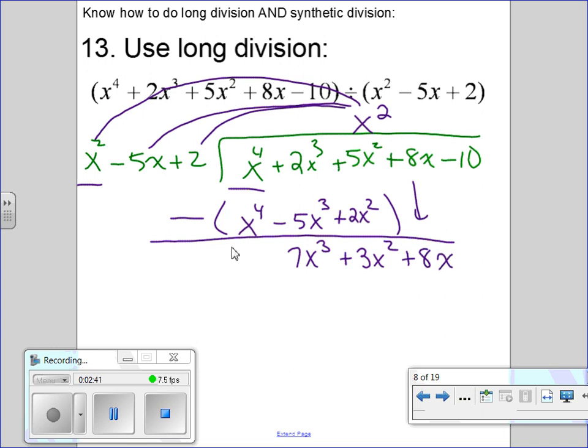We're still good? Our second decision comes from taking our 7x to the third, dividing by x squared. So let's show people in the video how I write that vertically. 7x to the third over x squared. What would that be? 7x to the first. Bigger minus smaller, put your answer where the bigger lives. That's our next decision. 7x to the first, or just 7x.